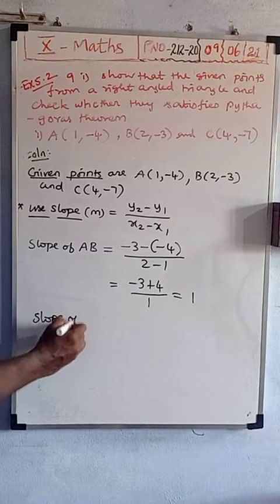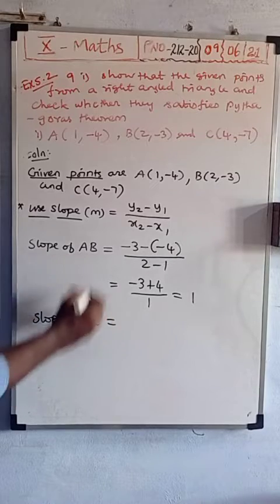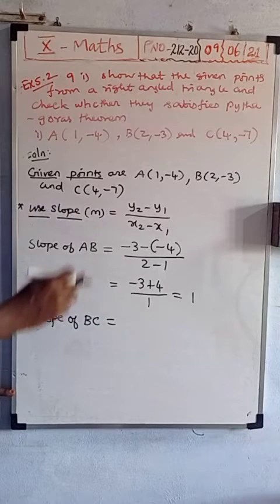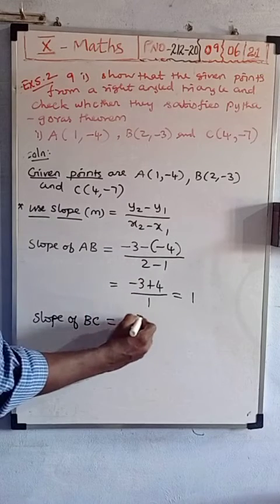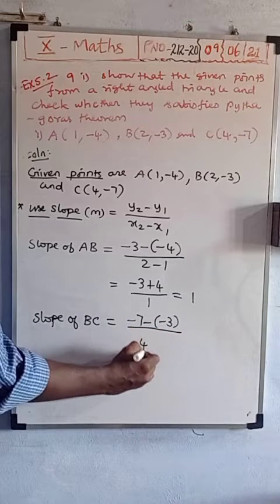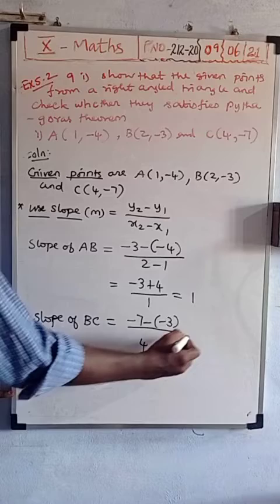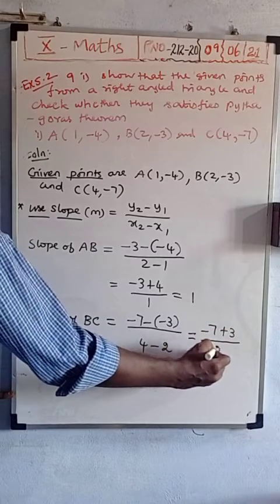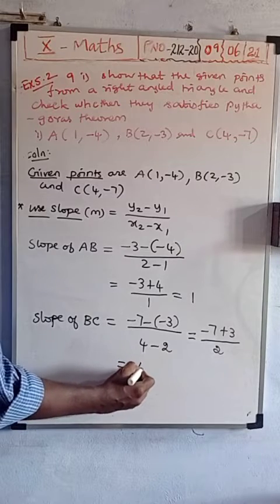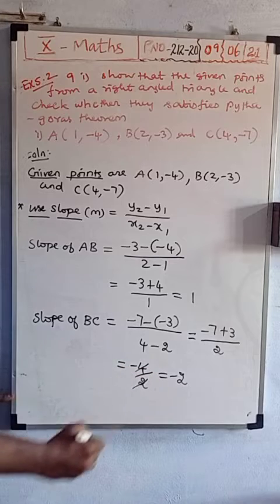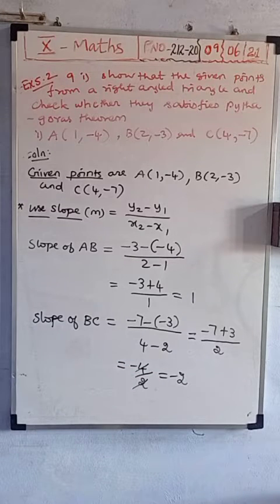Next, the slope of BC. Now B is (x1, y1) and C is (x2, y2). Then y2 minus y1: minus 7 minus of minus 3, whole divided by x2 minus x1: 4 minus 2. Now this equals minus 7 minus into minus, plus 3, divided by 2. So what will you get? Minus 4. Minus 4 by 2 we will get minus 2. So the slope of BC we received is minus 2.